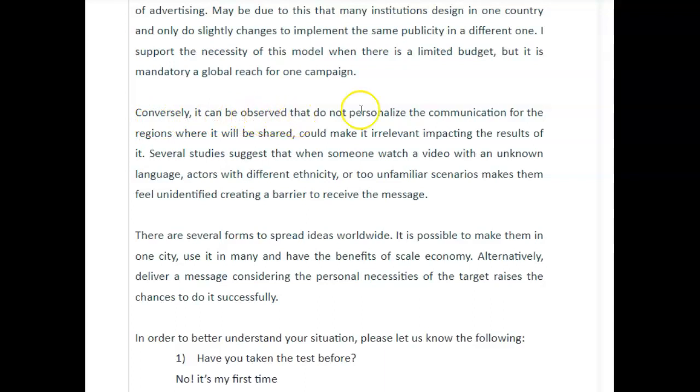Conversely, it can be observed that not personalizing the communication for the reasons where the international marketing will be shared, no comma, could make it irrelevant, comma, impacting the results, period. Impacting the results. Okay? Several studies suggest that when someone watches a video with an unknown language, actors with different ethnicity, or two unfamiliar scenarios, this makes them feel unidentified, comma, creating a barrier to receive the message.